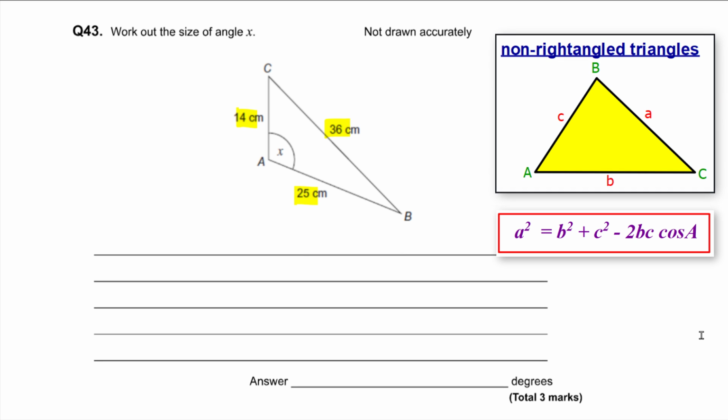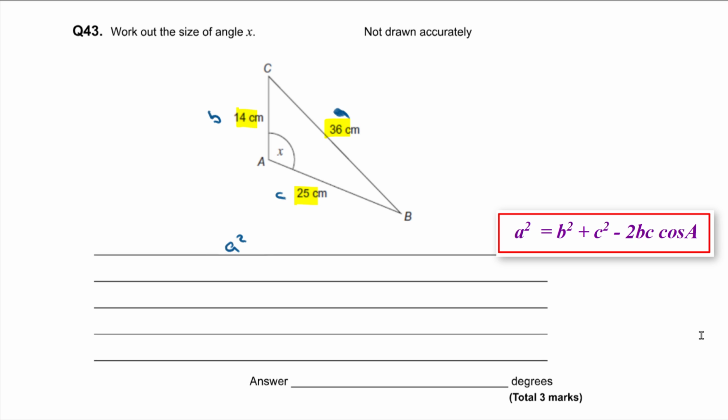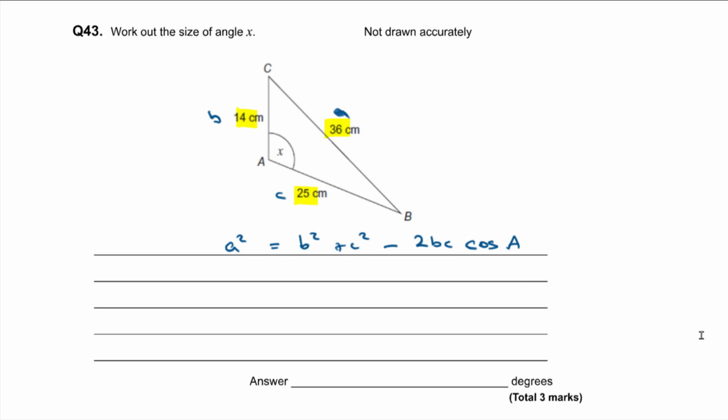A is opposite A, so that's a little A there. C is opposite C, B is opposite B. We want to find the angle at A. So I'm going to start off with the cosine rule that starts with A. So A squared equals B squared plus C squared minus 2BC cos A. Notice I start and end with the same letter, and these ones are repeated here, here, here, and here. So that's the pattern of the cosine rule.